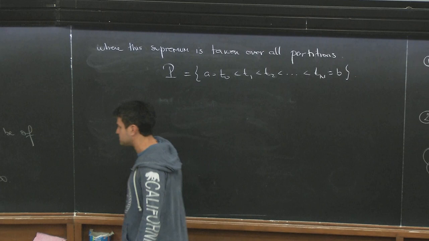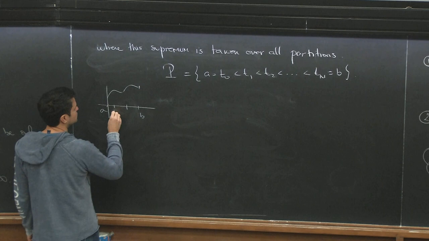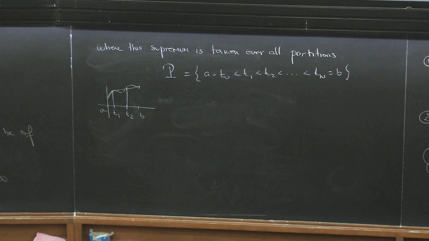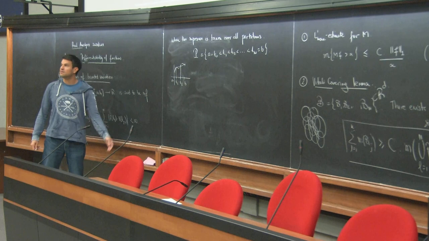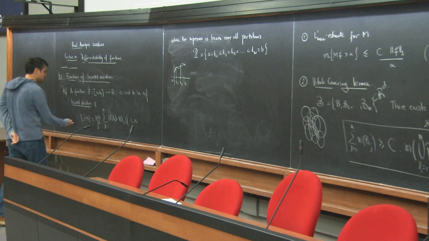Okay? So what you do is you just take your interval A, B, you have here your function, you partition the interval into some points, and you take the sums of the jumps in that partition, okay? And you take the supremum over all finite partitions. This supremum is called the total variation of your function F in the interval. When this total variation is a finite number, we say that that function is a function of bounded variation. So if you think about this definition for a minute, you will see that the total variation here is trying to measure the oscillation of the function.